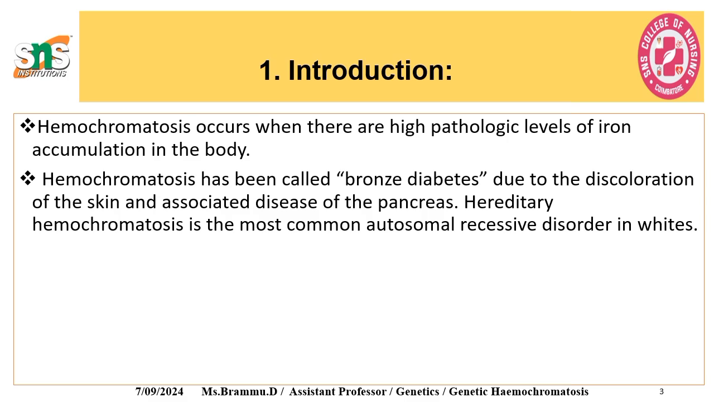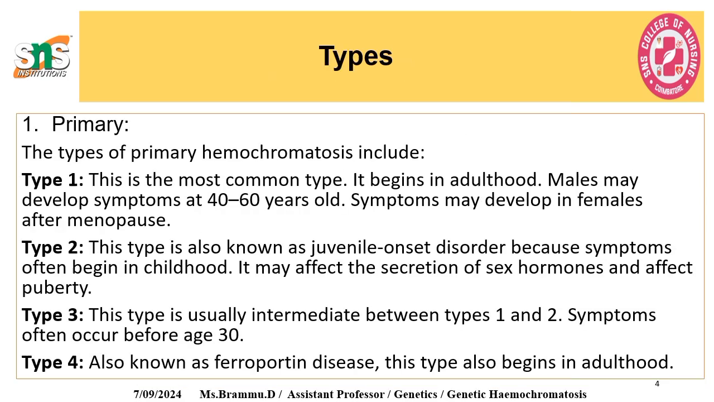So what are the types of hemochromatosis? Here you can divide them into three major types: the primary, the secondary, and the neonatal hemochromatosis. So we'll see one by one what the major types are, focusing first on the primary. In primary, you can divide them further into type 1, type 2, type 3, and type 4.